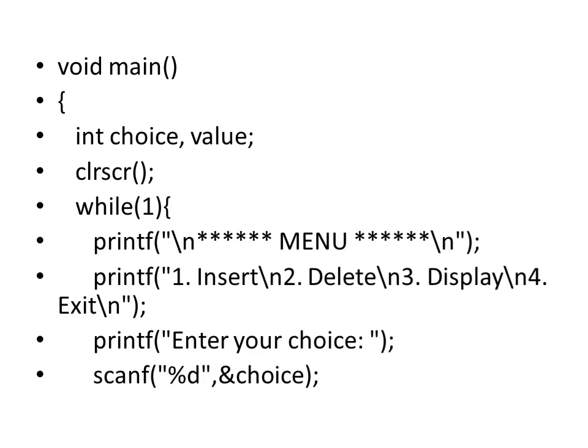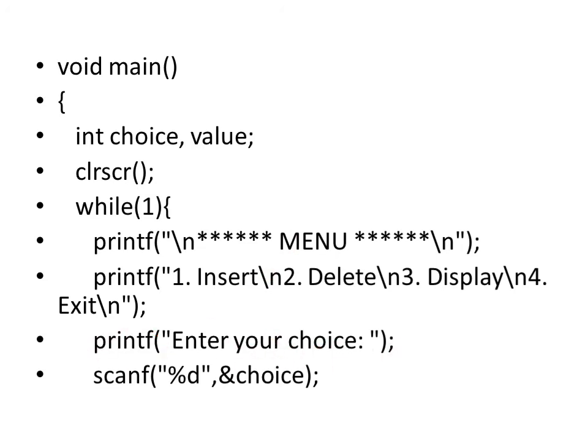And this is the main function. Here you can see I am taking the 4 values: inserting, deleting and display. I want to do this repeatedly until the queue is filled. For that reason I am using a while loop. Then I am entering a choice.